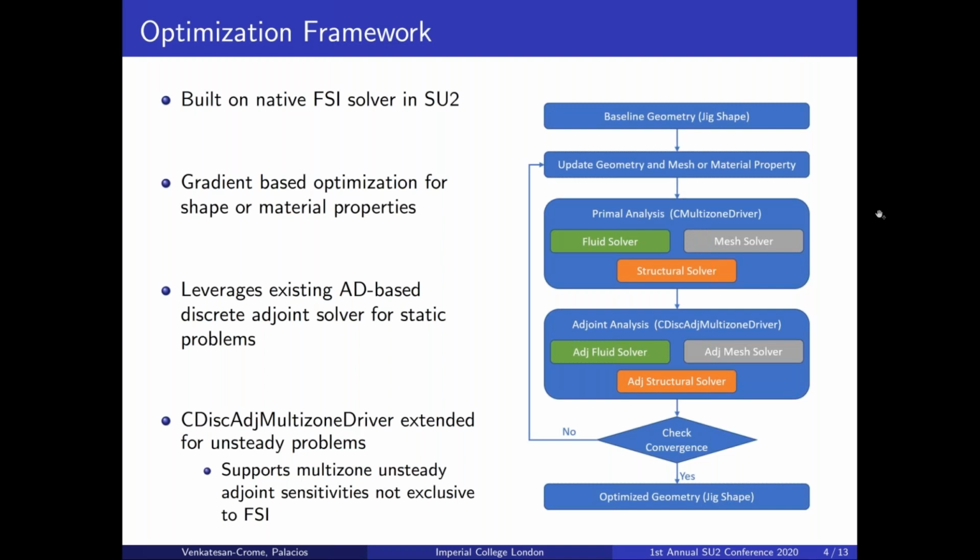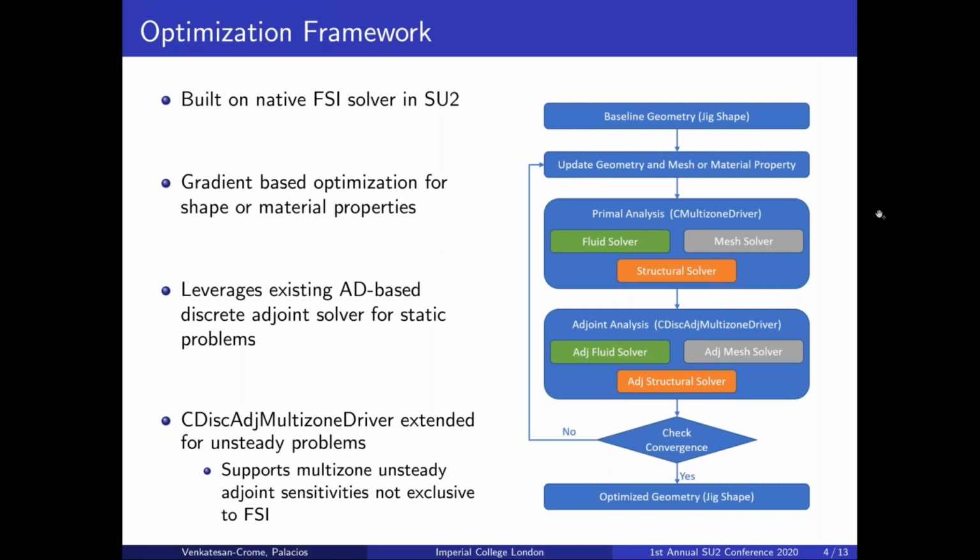Using the baseline design as the initial guess, we do a direct analysis of this design iteration that is currently driven by the C multi-zone driver that exercises the individual solvers and facilitates the transfer of information at the interface. Then we do the adjoint analysis of this problem using the C discrete multi-zone driver to obtain the sensitivities, which informs a better guess, hopefully, for the next optimization iteration. And this continues until convergence to provide the optimized design.